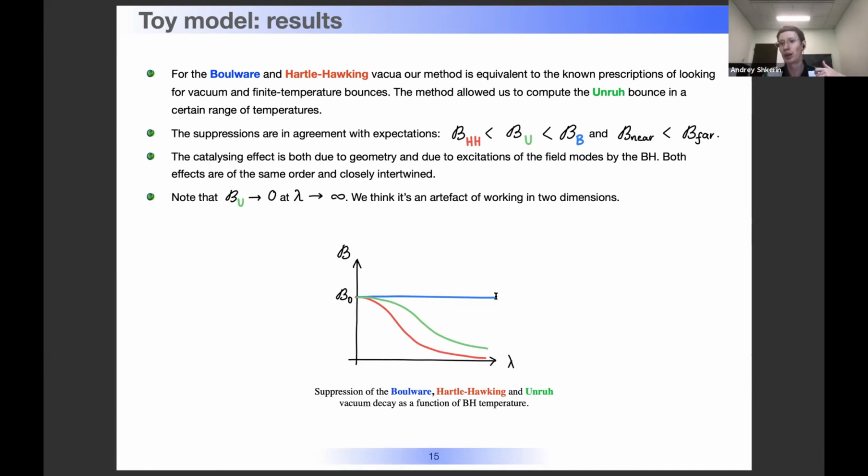About this blue line, I'm not sure. In our model, we found that it is almost the same as in flat space, so there is virtually no catalyzing effect from the black hole. Again, this is not general. We expect that there will be some catalyzing effect in the general case, but not as strong as for the Unruh and Hartley-Hawking states.